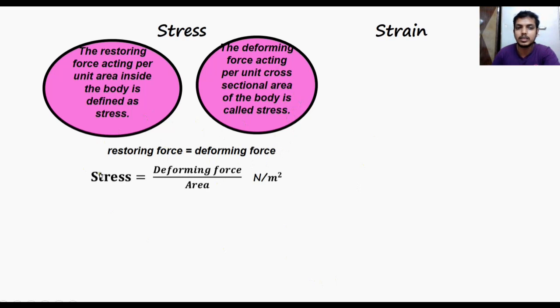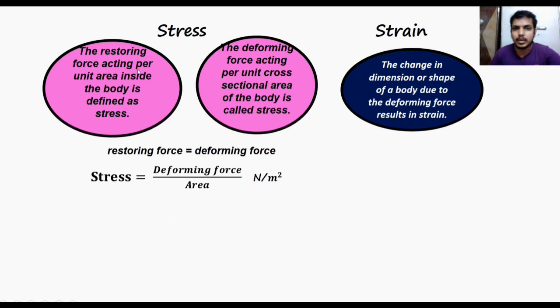In equations, stress equals deforming force divided by area. The unit is Newton per meter square. So we get the equation for stress. Stress means the force per unit area. In other words, stress is sometimes called pressure. In three dimensions, it is called pressure. Pressure is more often discussed in the case of gas molecules, but in materials it is mostly called stress.